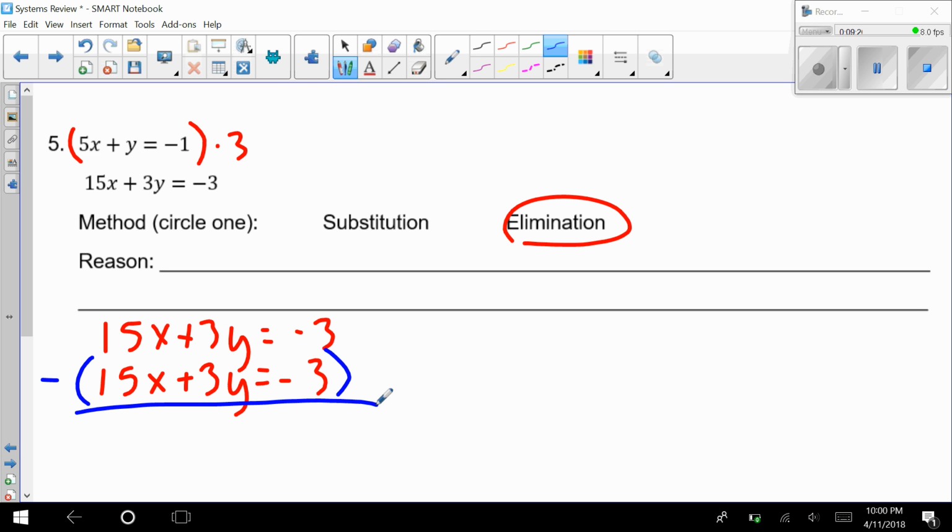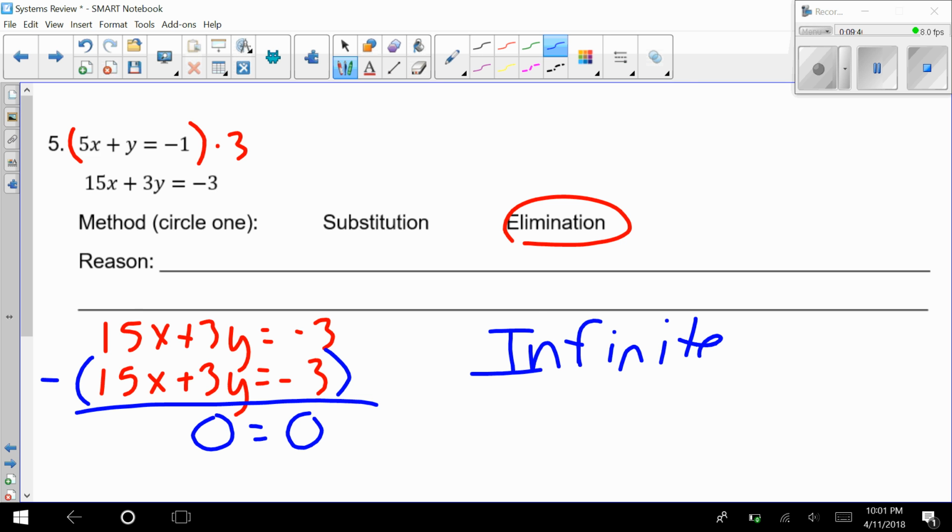15x minus 15x is 0. 3y minus 3y is 0. -3 minus -3 is 0. If I get something like 0 equals 0, I have infinite solutions.